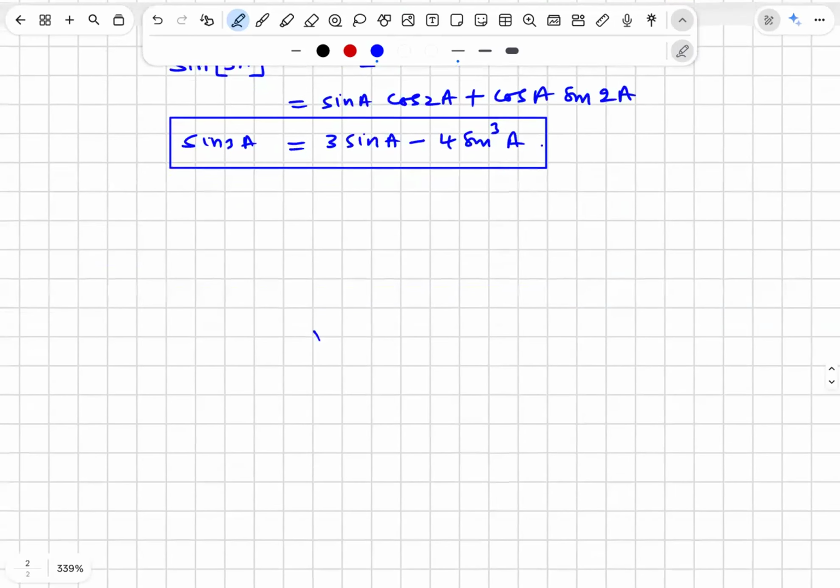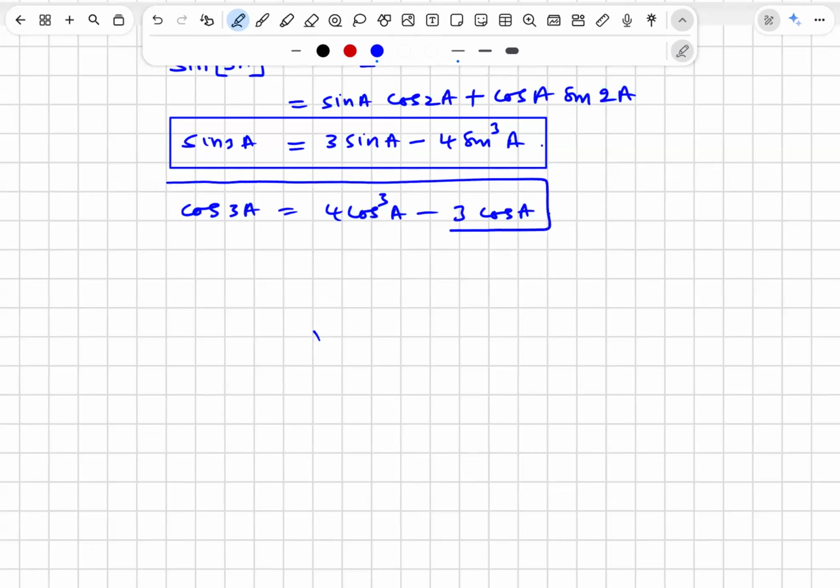Now please tell me, what is cos 3A? 4 cos cube A minus 3 cos A. Hey, I don't use anything beyond this. Trust me. Yes, I don't use anything beyond.